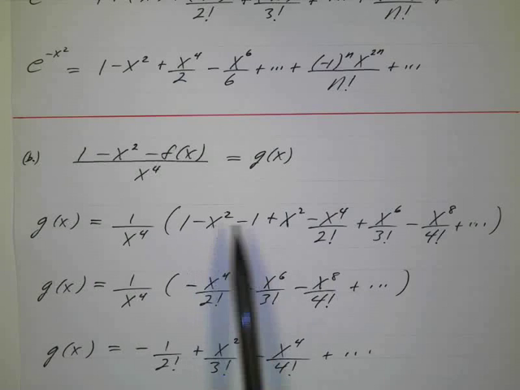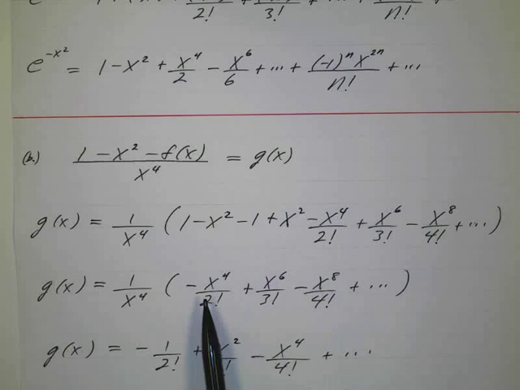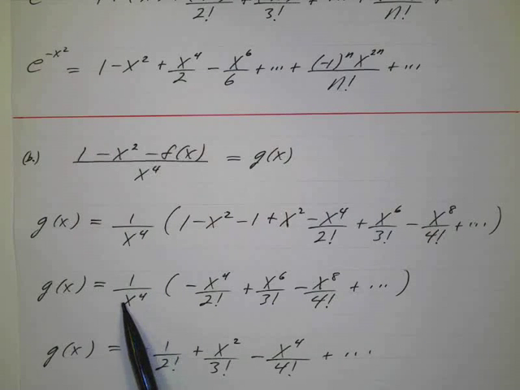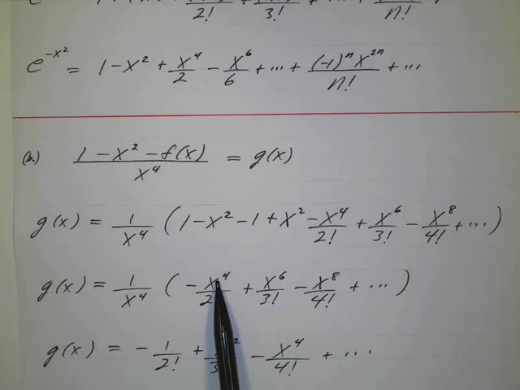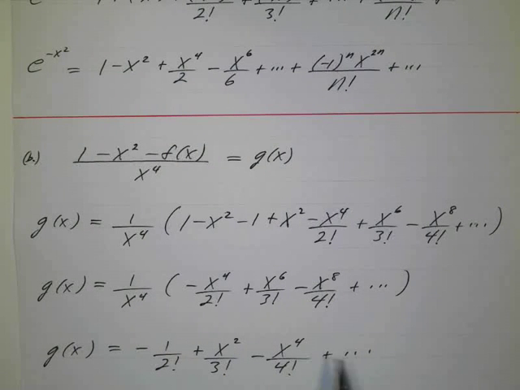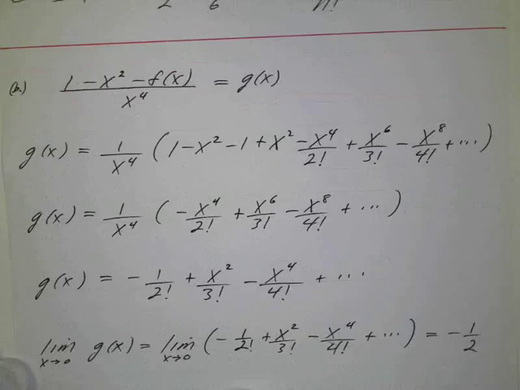1 minus 1 is 0, negative x squared plus x squared is 0, so this is all I have left, times 1 over x to the 4th. So if I divide each of these by x to the 4th, that just becomes negative 1/2, that becomes x squared, this becomes x to the 4th, all the way out.